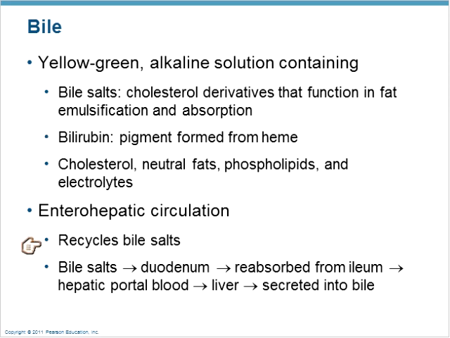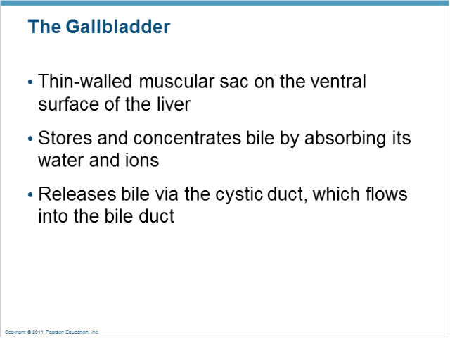The enterohepatic circulation recycles the bile salts. The bile salts go to the duodenum, are reabsorbed from the ileum, to hepatic portal blood, and the liver, and then secreted back in the bile system.